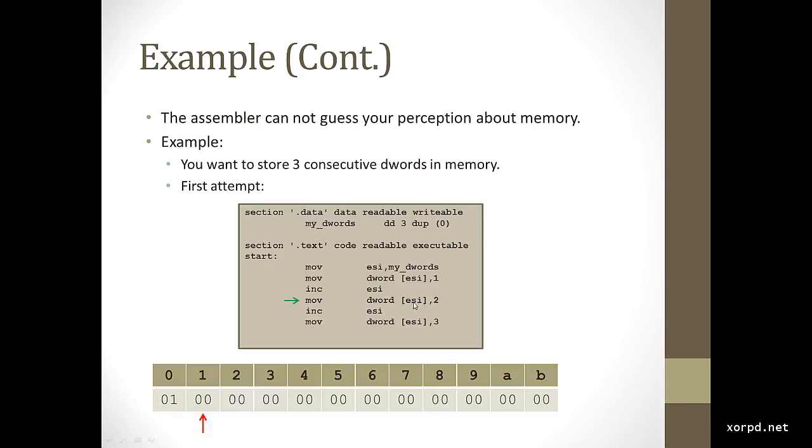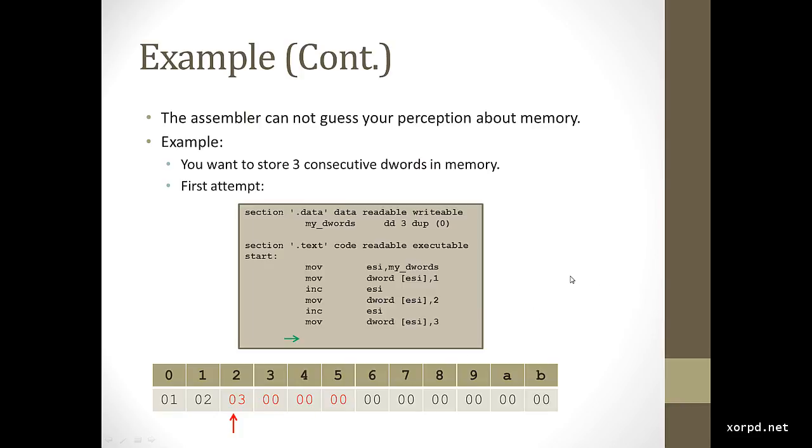Next, we move 2 into the location ESI in memory. And this is what happens. We store a dword into the location of 1, which actually overwrites these offsets, 1, 2, 3, and 4. Next, we increase ESI. And finally, we store the dword 3 into the location pointed by ESI. And we get this result.